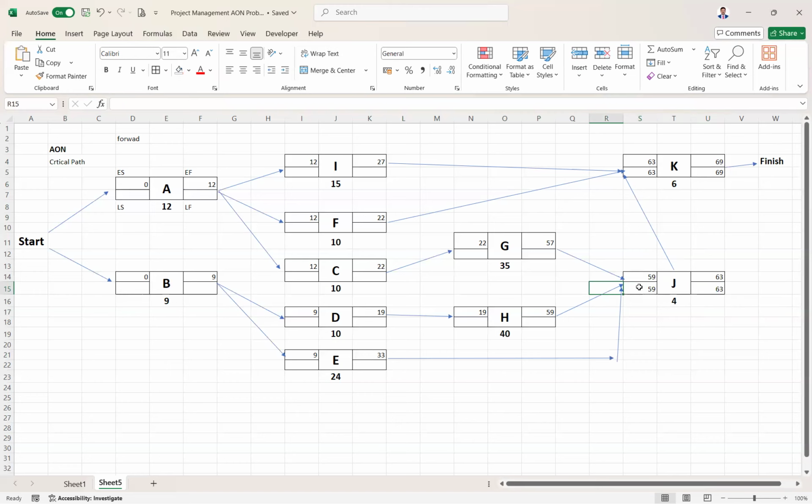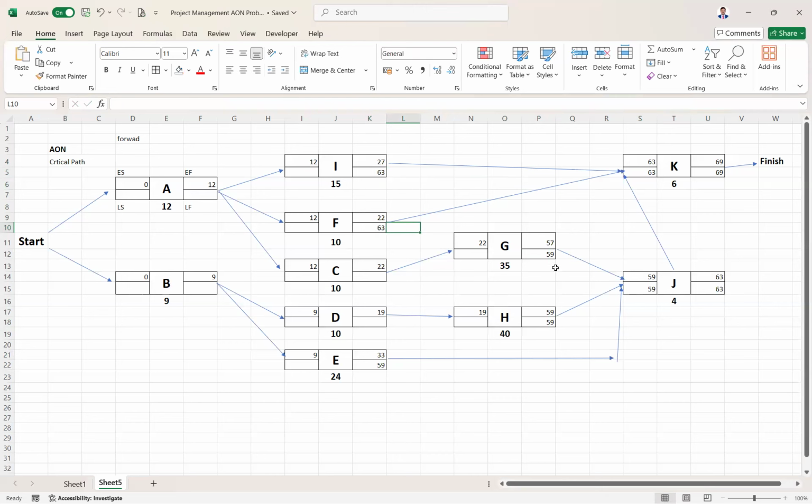Now, 59 is coming onto all these three backward. So just fill them up: 59, 59, and again 59. Similarly, for these two nodes, I and F, they are the predecessors for K. So their late finish will be the late start for K. So 63, 63, then 63.